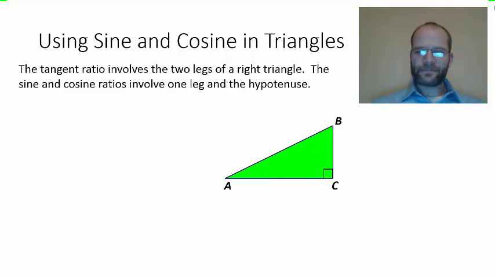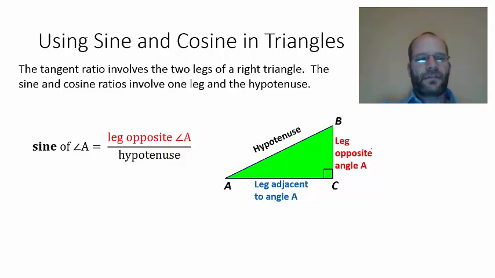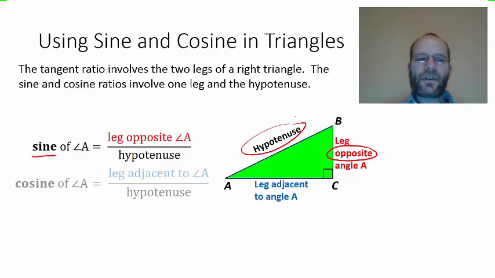Triangle ABC, and if we're talking about angle A, you can see on the right side, segment BC is the leg opposite angle A. Segment AC is the leg adjacent to angle A. When we talk about the sine ratio, and notice that sine is spelled S-I-N-E, we say that the sine ratio of angle A, or relative to angle A, is equal to opposite over hypotenuse. When we talk about cosine of angle A, we say that it's adjacent over hypotenuse.